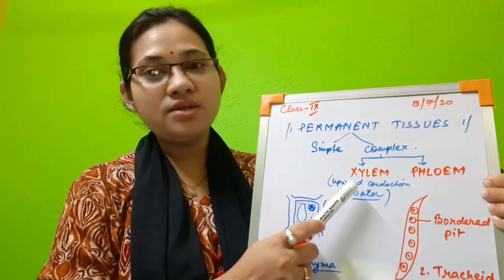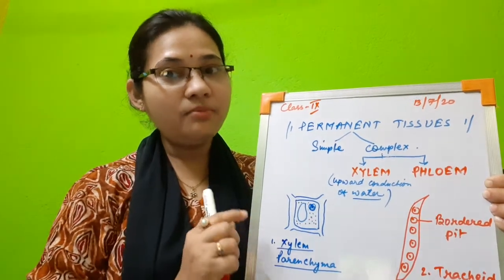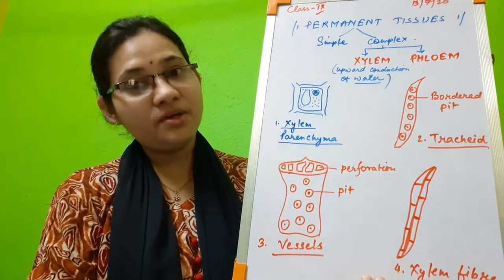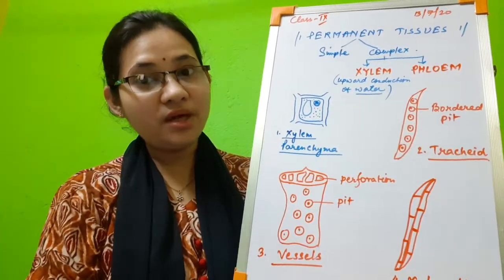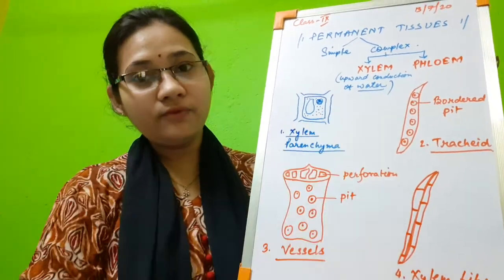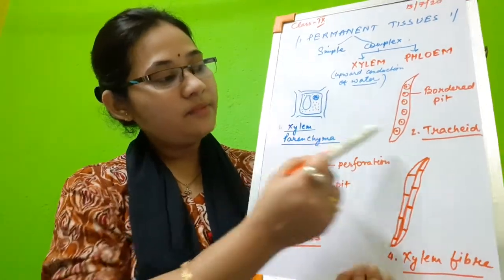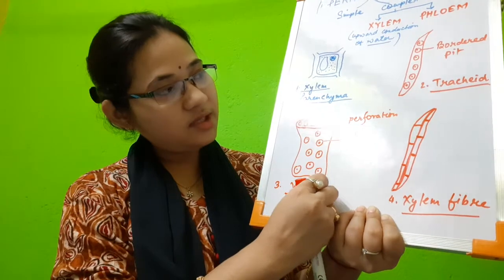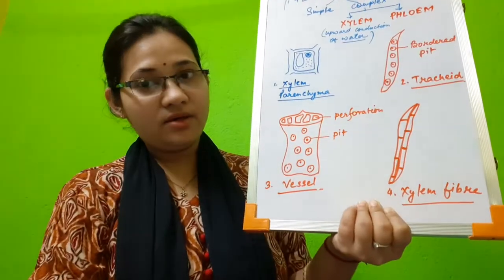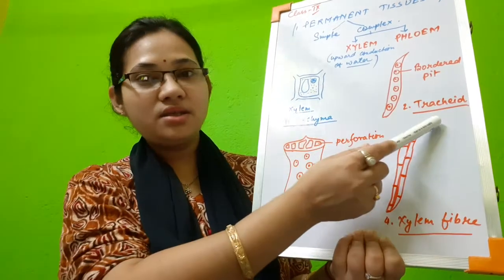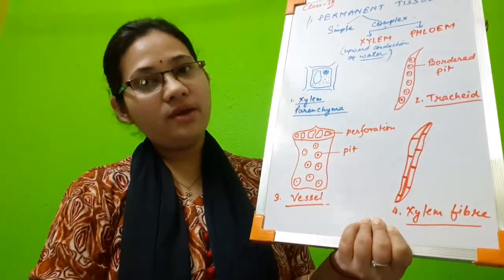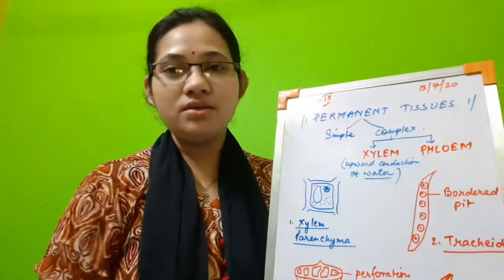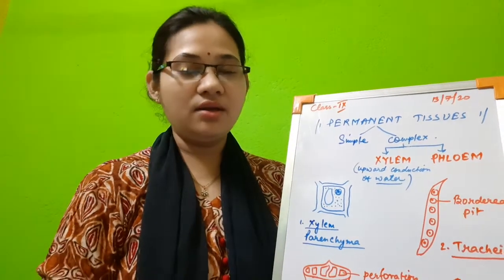Now just now I told you that xylem is made up of more than one type of cell. So let us see what are the four different types of cells which xylem is comprised of. Xylem is made up of four elements: xylem parenchyma, tracheids, vessels, or vessel, because we have drawn only one vessel here, and xylem fiber. So xylem parenchyma, tracheid, vessel and xylem fiber. These are the four elements of xylem. Similarly, phloem is also made up of four elements that we will study in our next video.